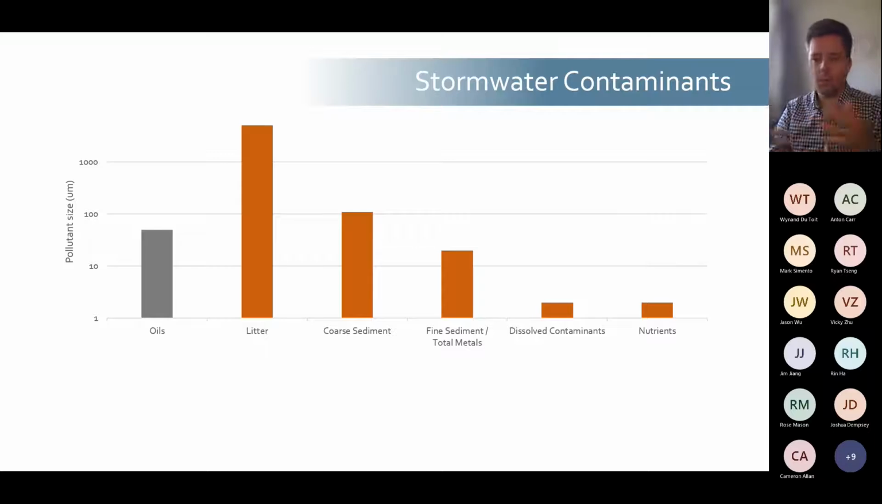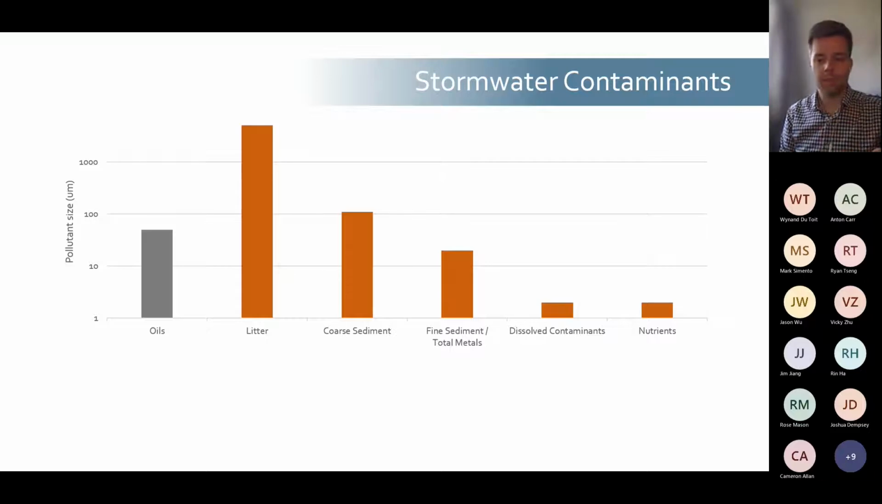So stormwater contaminants. We have to treat stormwater, and that's because there's a broad range of contaminants that come from different sites and different land uses, and we have to make sure that they don't get into the receiving environment. The contaminants themselves can broadly be categorized by their particle size.